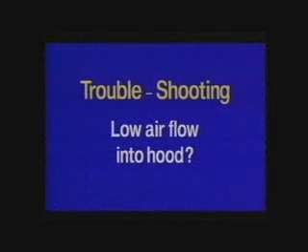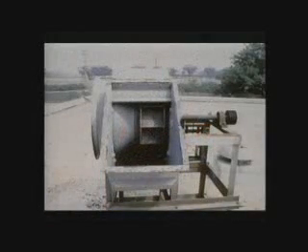Let's talk a little about troubleshooting existing systems. A major complaint is a lack of sufficient airflow into the hood. Look for plugged or dented ducts, or crimped or damaged ducts, or slipping fan belts, or the fan turning in the wrong direction, or worn-out fan blades, or misadjusted gates and dampers in the system, or a clogged air cleaner.